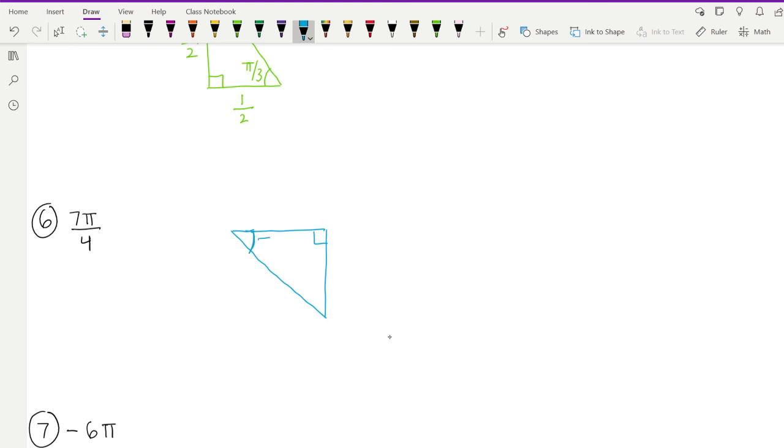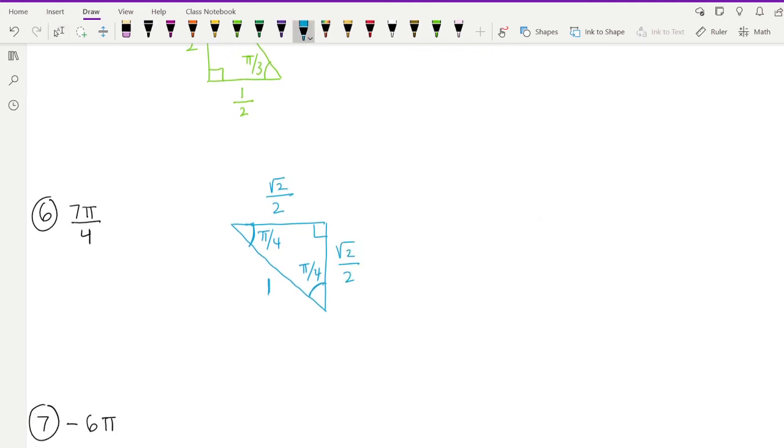So this is a pi over 4 angle, and so this is also a pi over 4 angle. The hypotenuse is still 1, it's always 1. And so then we know that the two sides have to be square root of 2 over 2 and square root of 2 over 2. What you might initially say is that our coordinates are square root of 2 over square root of 2 and square root of 2 over square root of 2.